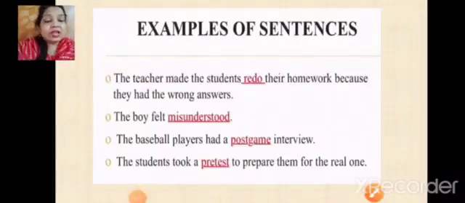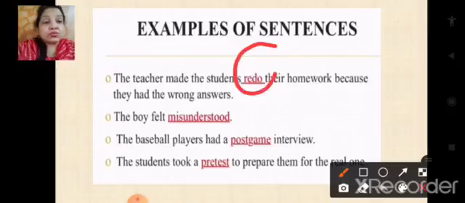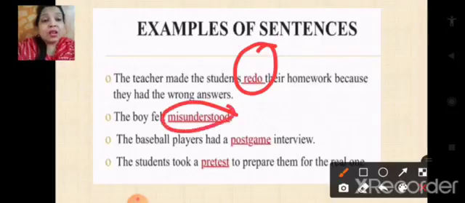So now it's time to implement all those examples which we have already done in the previous slide. Let us quickly frame the sentences and see how it works. The first sentence is, the teacher made the students redo their homework because they had the wrong answers. As we know children, re means again, so doing the homework again, right? Now the next one, the boy felt misunderstood. As we know, miss means wrong, so the boy felt misunderstood.